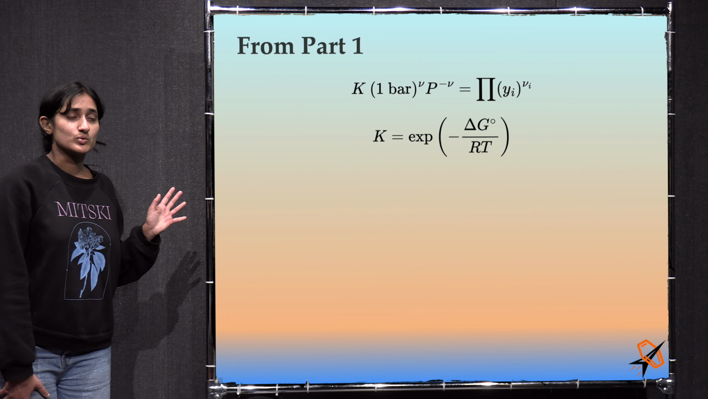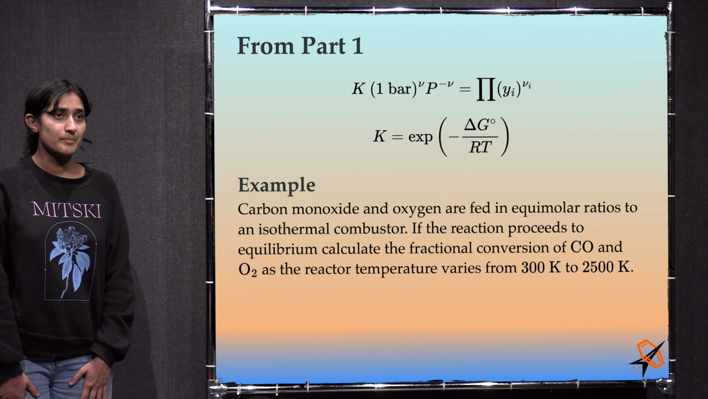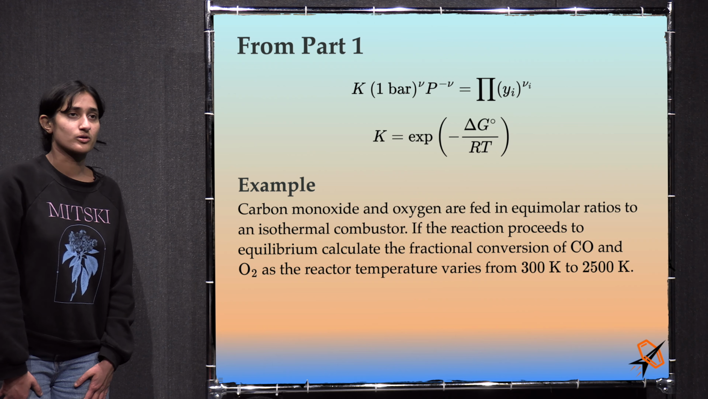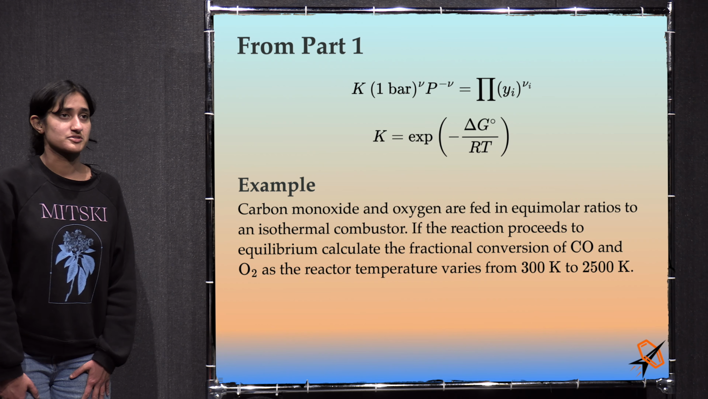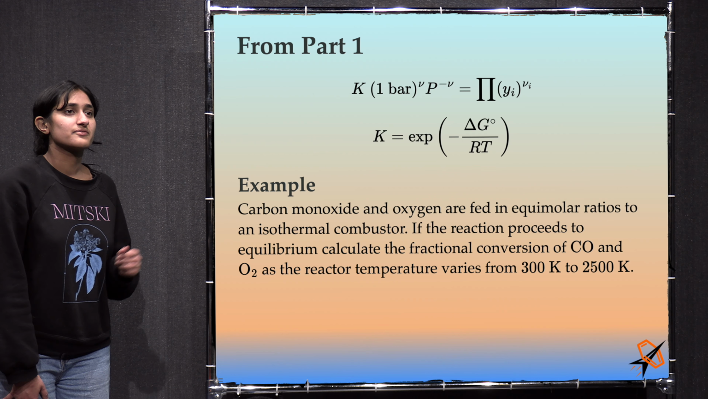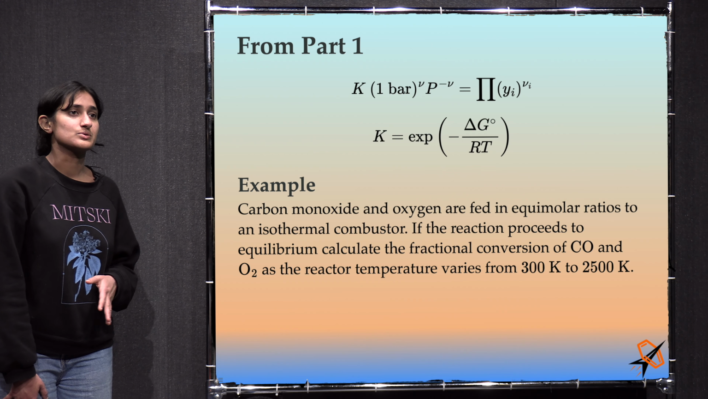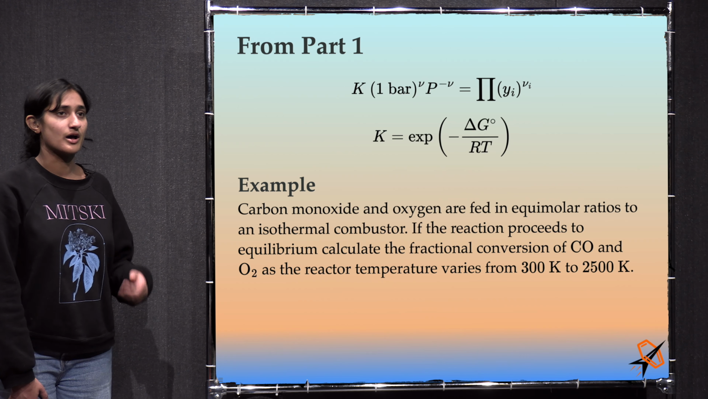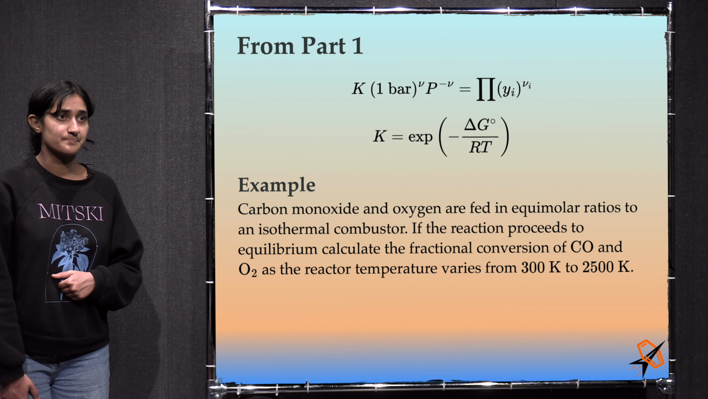Now that we have all of these cool equations, let's do an example. Carbon monoxide and oxygen are fed in equimolar ratios to an isothermal combustor. If the reaction to carbon dioxide proceeds to equilibrium, calculate the fractional conversion of CO and O2 as the reactor temperature varies from 300 Kelvin to 2500 Kelvin.